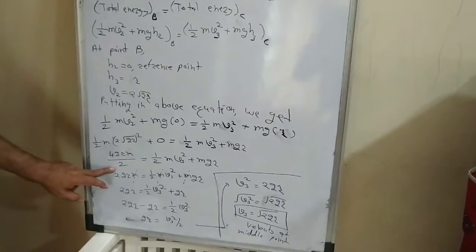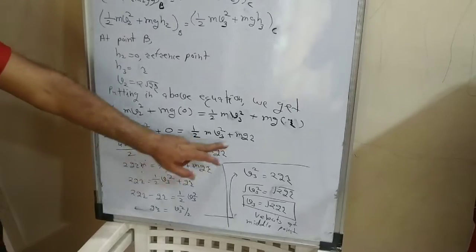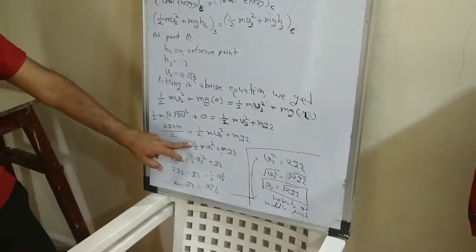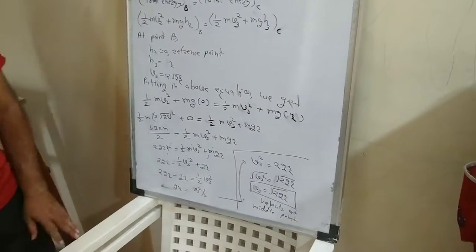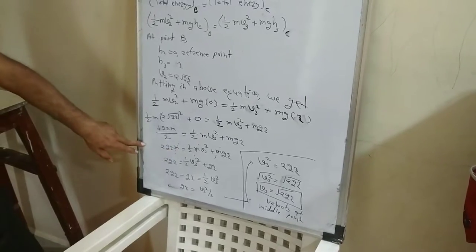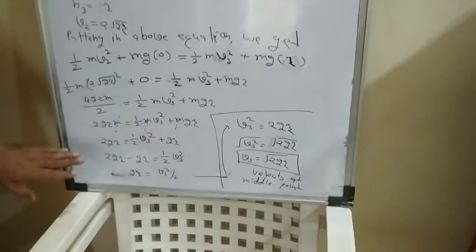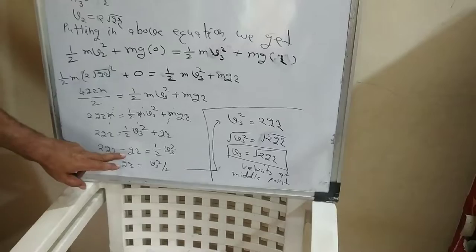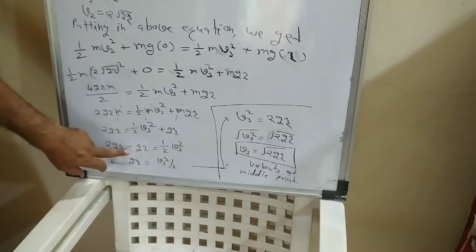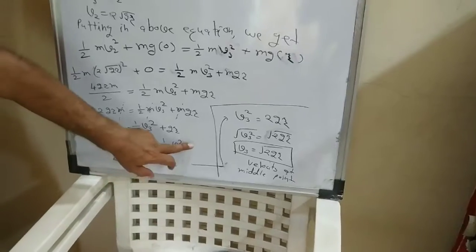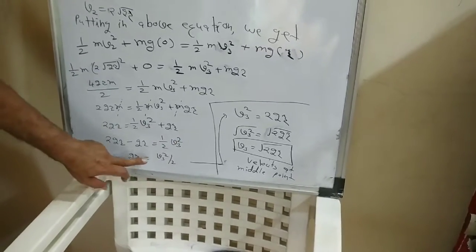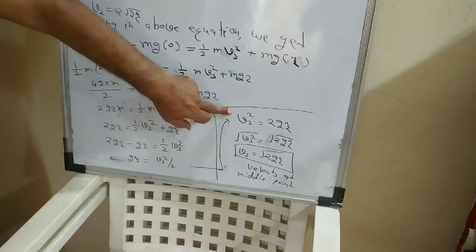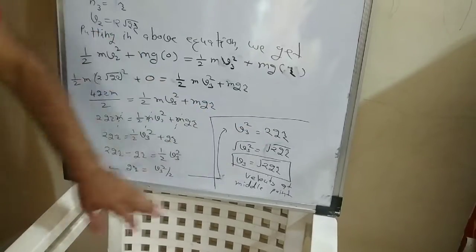So we get 4grm upon 2 is equal to 1/2 m V3 square plus mgr. Now this 2 and this 4 get cancelled. We get 2grm is equal to 1/2 m V3 square plus mgr. The common term m on the left side and right side cancels. So we get 2gr is equal to 1/2 V3 square plus gr. So we get 2gr minus gr, this term becoming negative on this side, is equal to 1/2 V3 square. So we get gr is equal to V3 square upon 2. We want to find V3 square, so V3 square is equal to 2gr.